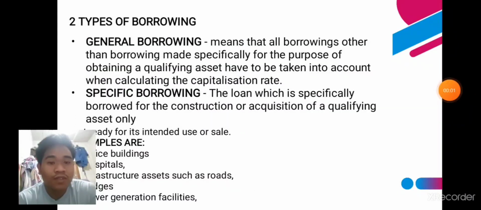So there are two types of borrowing. The first one is general borrowing. It means all borrowing other than borrowing made specifically for the purpose of obtaining a qualifying asset, to be taken into account when calculating the capitalization rate. The next one is specific borrowing. This is a loan which is specifically borrowed for the construction or acquisition of a qualifying asset only.